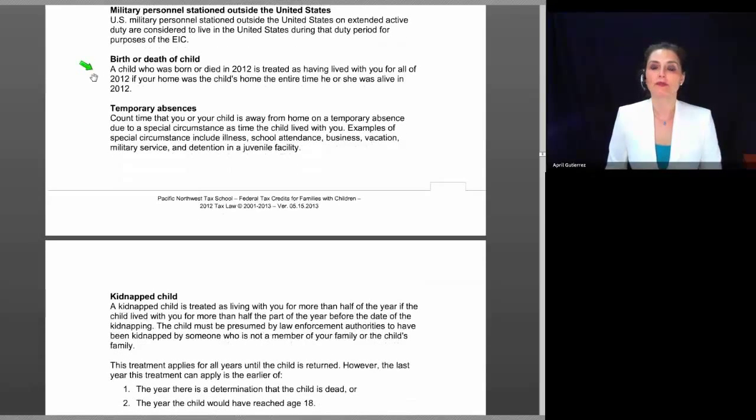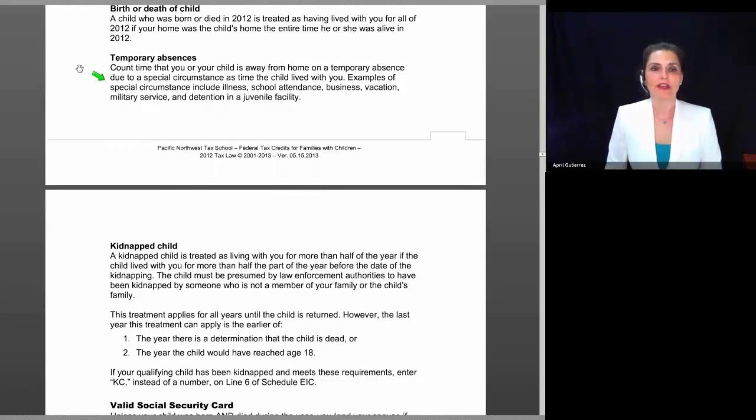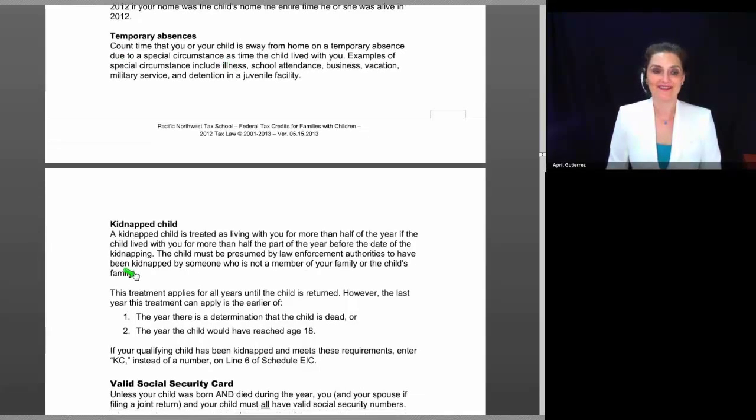If the child was born or died during the year, then that child is treated as having lived with you for all of 2012 if your home was the child's home for the period of time he or she was alive. Temporary absences. You count time that your child was away from home on a temporary absence due to special circumstances as time that the child lived with you. And examples of special circumstances include illness, school attendance, business, vacation, military service, and even detention in a juvenile facility.